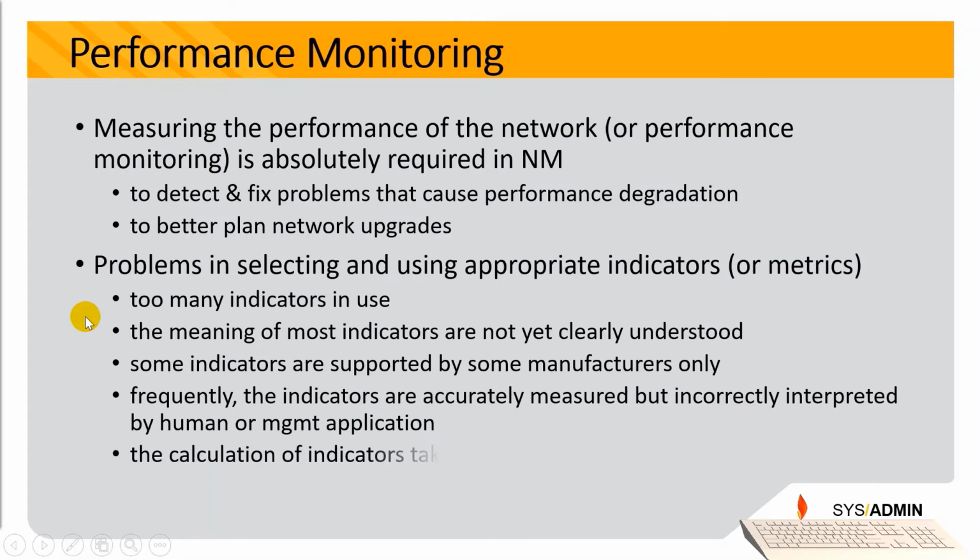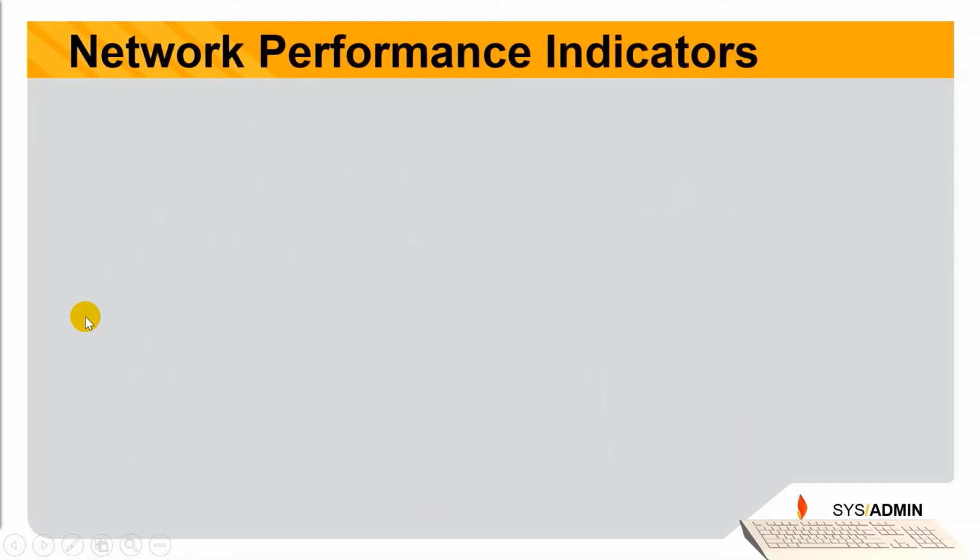Next would be that the calculation of indicators takes too much time. Why? Performance degradation, because of traffic. Why is there too much traffic? Because you have too many indicators checked on your monitoring application. So it's a chain reaction. Okay, next is how do we measure performance indicators?